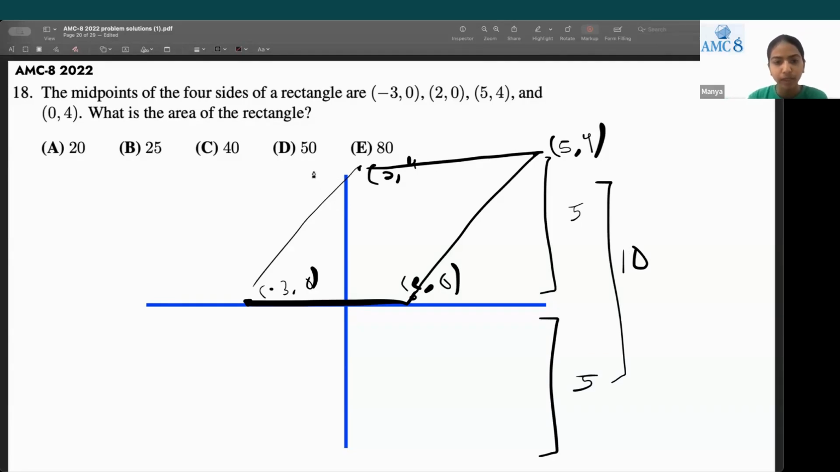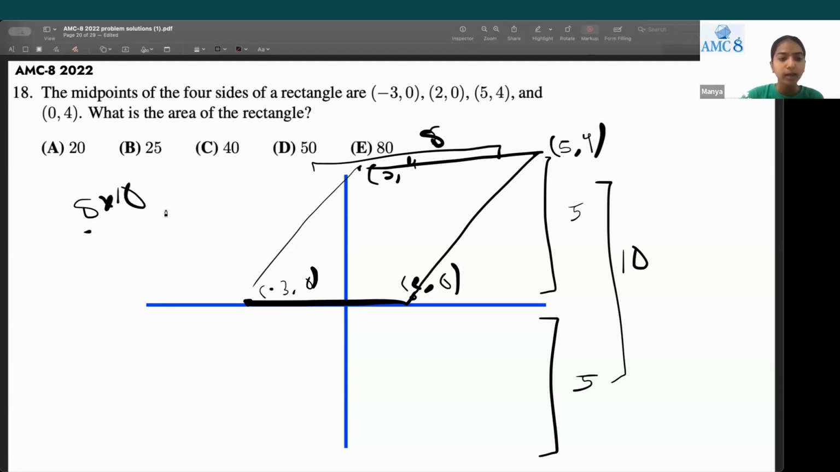And from here to here should be 8, because we know that this is (0, 4), which means it should be (0, 4) right here as well. So 4 units, and so it should be 8. So this is 8 by 10. That's 8 by 10, so we can do 8 times 10.